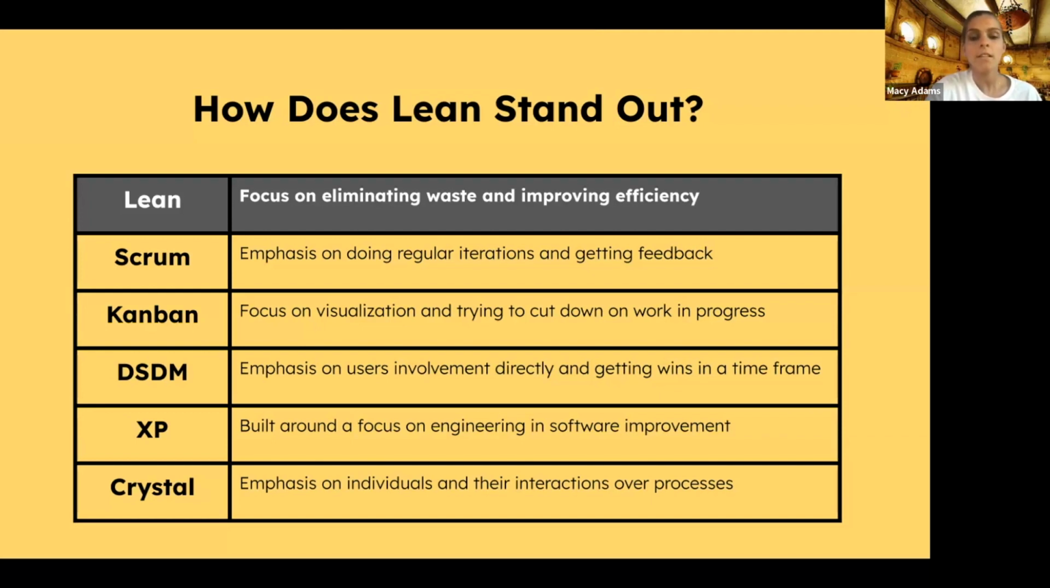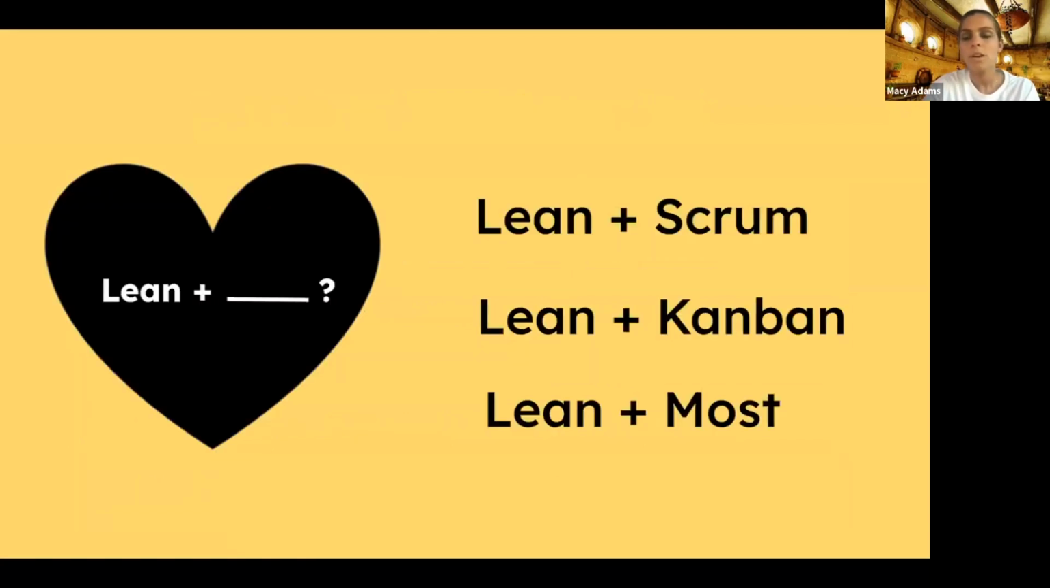Crystal emphasizes people, the individuals, in the way they interact over maybe just a simple process. So what does lean pair with? What is its landscape within these other methodologies? Well, if you look at the bottom, lean pairs well with most. Lean is a way to really focus on efficiency and cutting down waste, and can be doing this in a lot of the different methodologies.